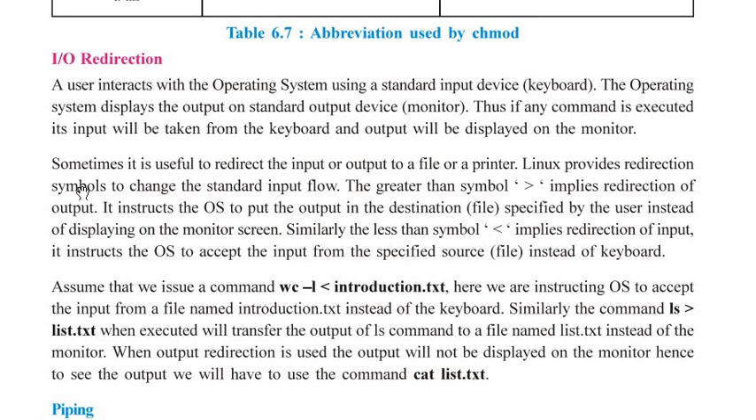Fine. A user interacts with the operating system using a standard input device called the keyboard. The operating system displays the output on a standard output device named monitor. Thus, if any command is executed, its input will be taken from the keyboard and output will be displayed on the monitor. Now sometimes it is useful to redirect the input or output to a file or a printer.